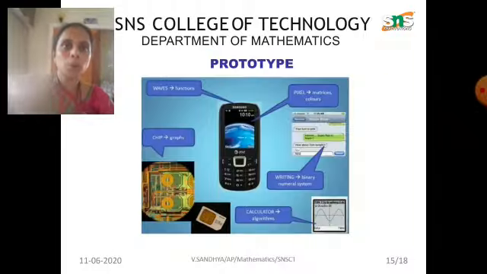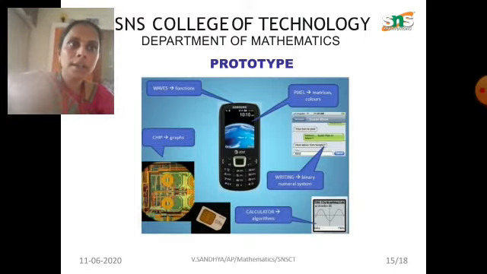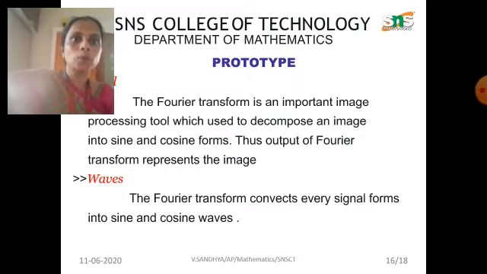Next we see the prototype. After recognizing our solution will rectify the problem of the consumer, we should implement our solution, and the solution will now be using Fourier transform in the telecommunication. Here the basic mobile phone is shown. First we discuss about the pixel.